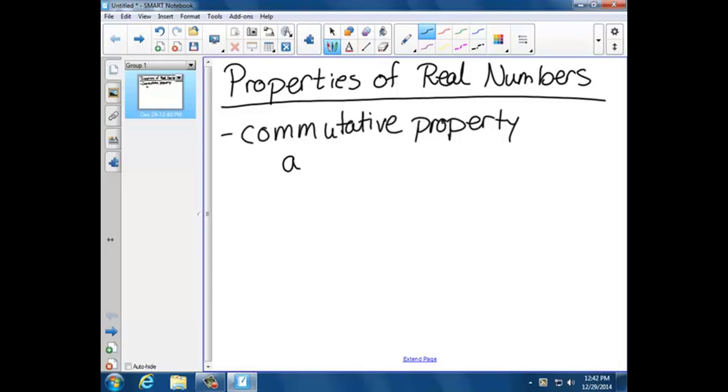So what this means, if you have a plus b, so this is the addition one, this is equal to b plus a. So basically it's saying that it doesn't matter which order you add two things, it's going to come out the same. They're going to be equal. Same thing for multiplication. A times b is the same as b times a.